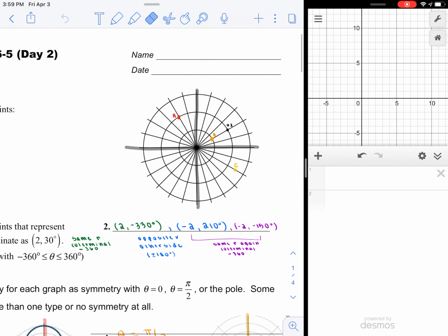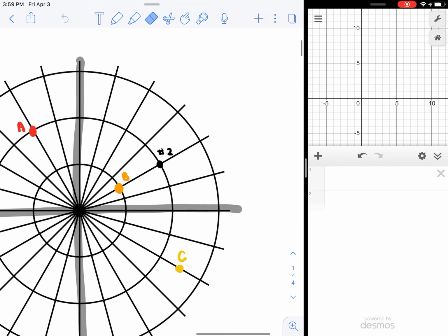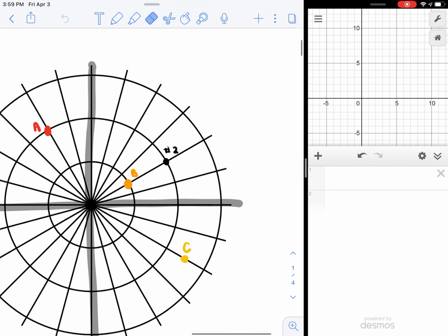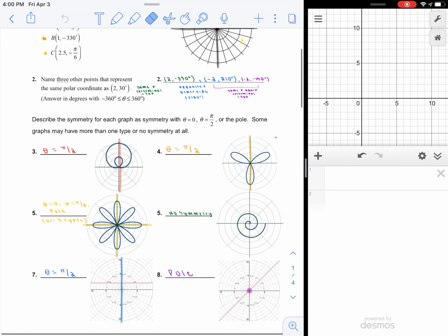The nice thing is if you look at all 4 of these ordered pairs, the given and the 3 you just found, they'll all take you to the spot that I've labeled number 2. Finally, you were asked to complete questions 3 through 8. In questions 3 through 8, you were asked about symmetry.